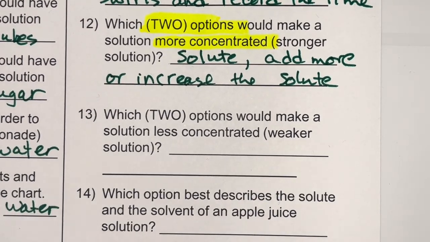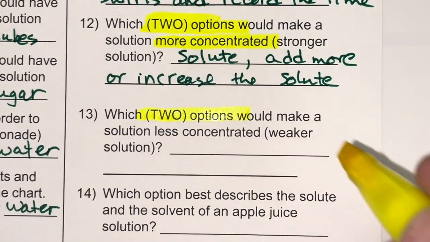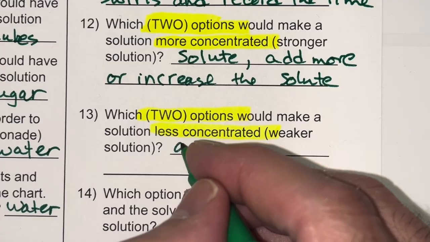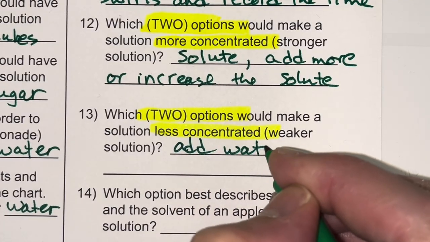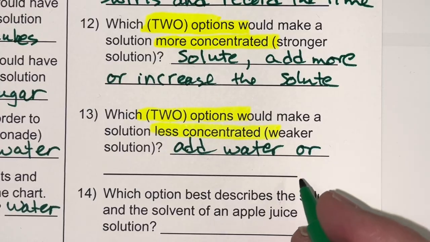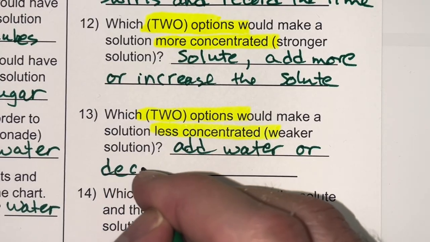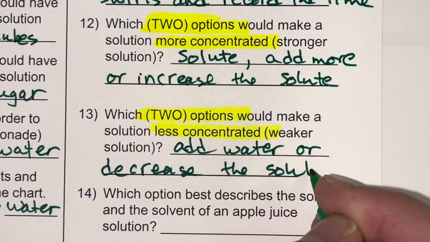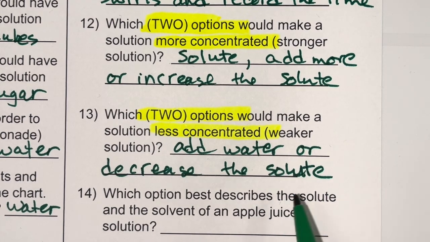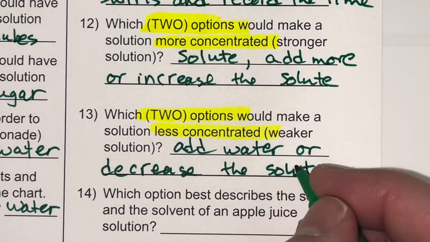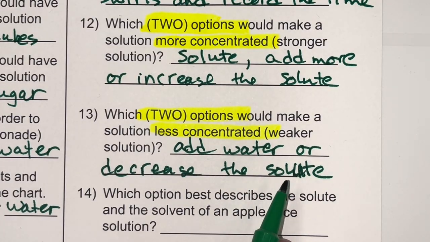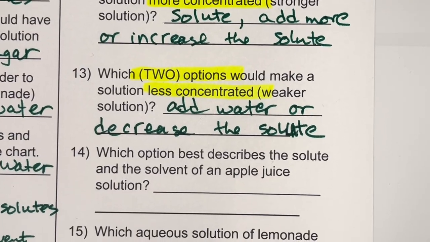Which two options would make it less concentrated? So we need two options and we need it less concentrated. So less concentrated is going to be more water. So you can add water or decrease the solute. Adding more water is going to make it more diluted or less concentrated, but then if you decrease the amount of solute that you put in there, that would make it less concentrated.